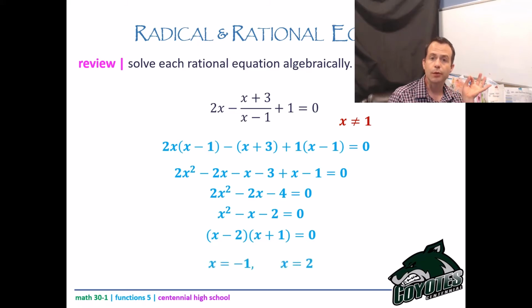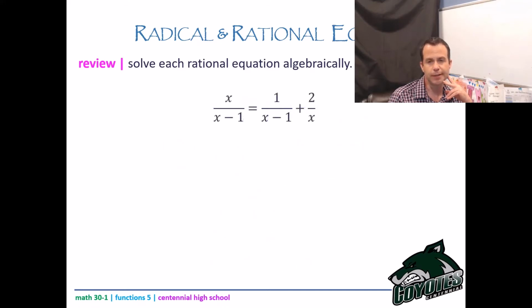Now, with rational graphs or rational functions, you don't have to plug them back in and verify. You just have to make sure you didn't hit an NPV. In this case, my NPV was x equals 1. So neither of these is an NPV, so I'm good to go with both of them. Two solutions, x equals negative 1 and x equals 2.